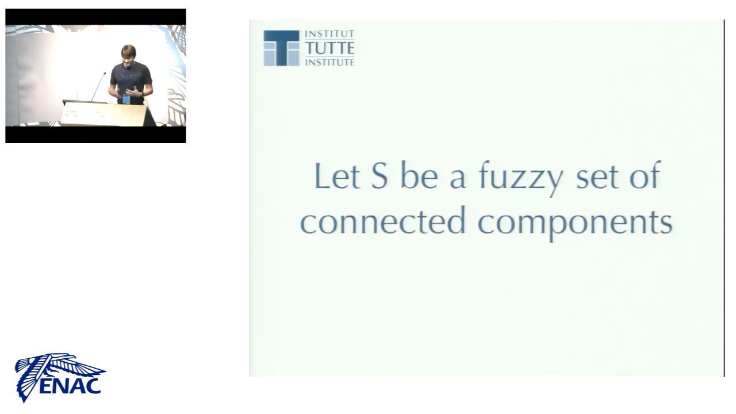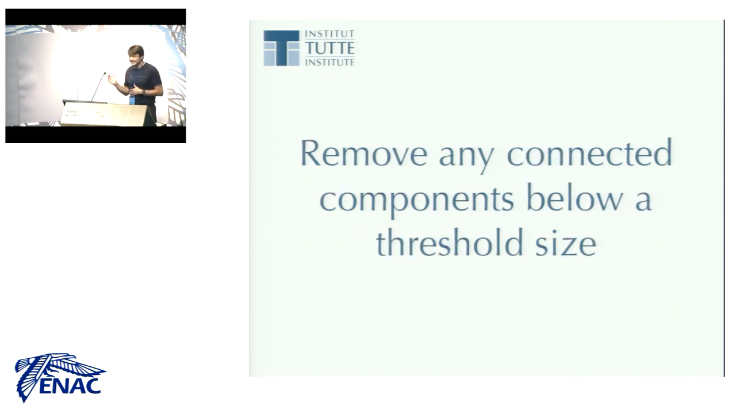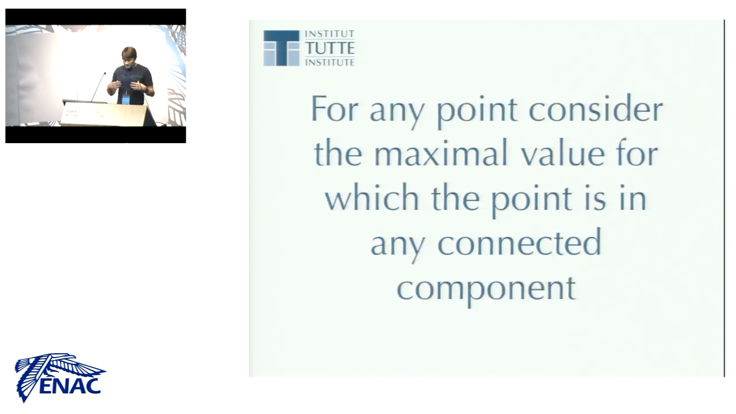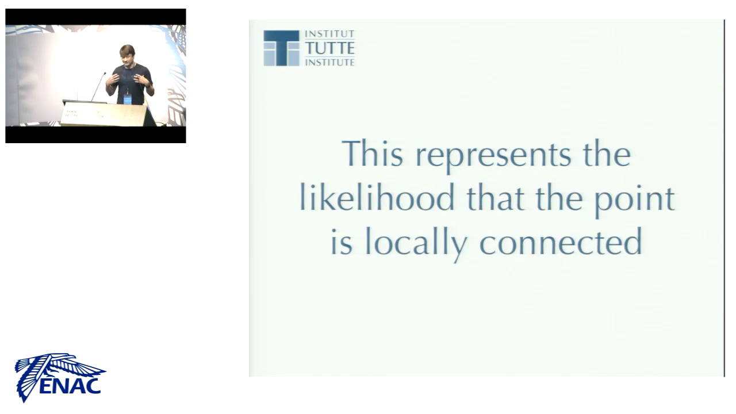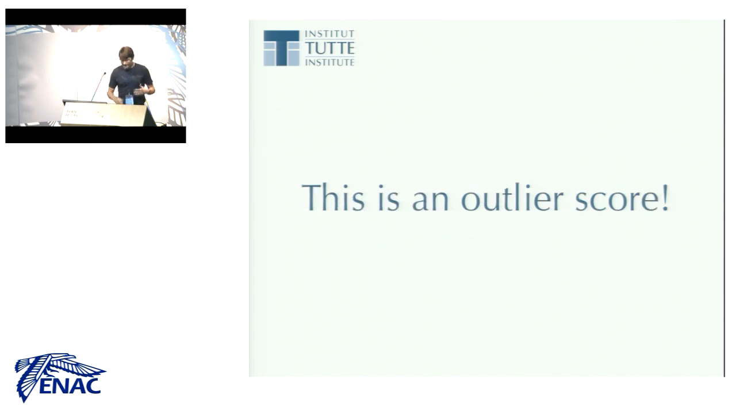So let S be that fuzzy set of connected components we got out of the clustering. We can remove any connected components that are below some reasonable threshold size. It's just too small to be considered useful. And then, for any point, consider the maximal value for which that point is in any connected component. And this represents the likelihood that the point is locally connected to the manifold as a whole. So that really is an outlier score, and it's a probability value. So it's a meaningful, interpretable outlier score as well. It's essentially the probability that this point is in any connected component of the manifold.